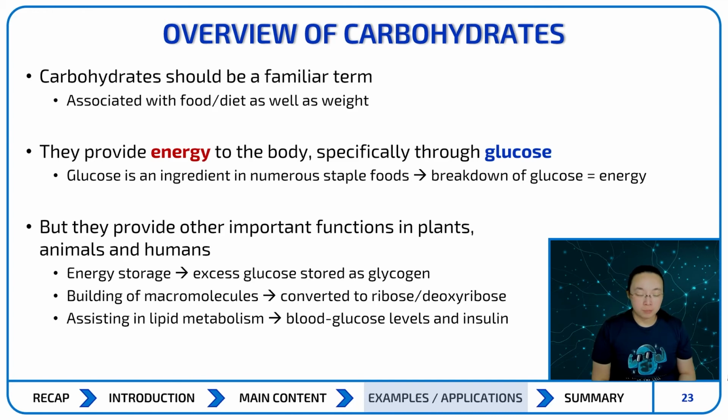Next, we can talk about the building of macromolecules. Even though we have carbohydrates, and most of the absorbed glucose is used to make energy, some glucose is going to be converted to ribose and deoxyribose. And those are essential building blocks of important macromolecules like RNA and DNA, respectively. Glucose is also used for protection against oxidative stress because it also makes the molecule NADPH, as well as other chemicals in the body.